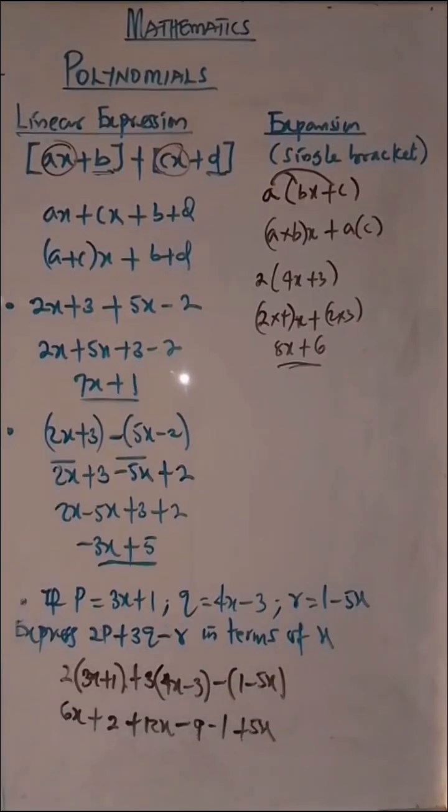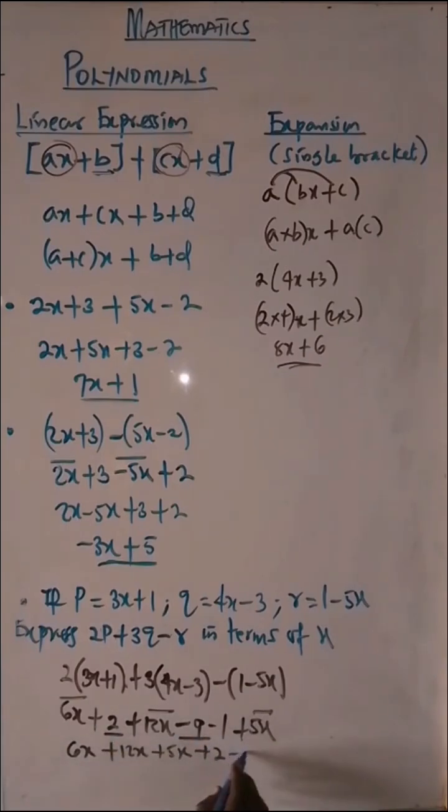What is next is to collect like terms, meaning writing the terms that are the same. So this is 6x, I'll write the 6x here. This is 12x, I'll write it here. Then this 5x, I'll write it here. Then for the ordinary numbers, here I have 2 plus 2, I have minus 9 and I have minus 1. So you can do that separately.